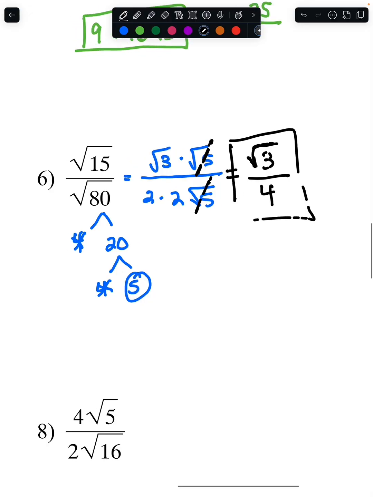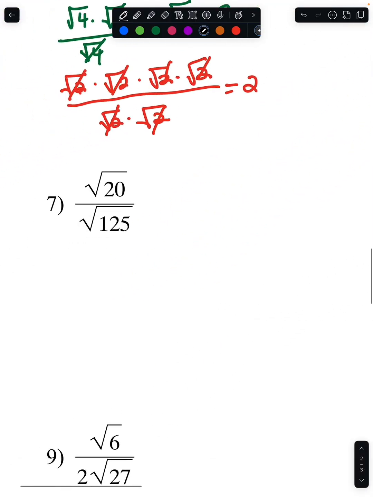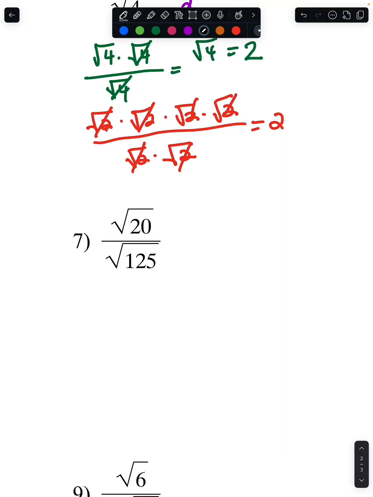I don't know why my pen is doing that. That is weird. Okay, let's do this next one, and hopefully my pen will stop acting weird. All right, I think I figured it out. There it is. Okay.